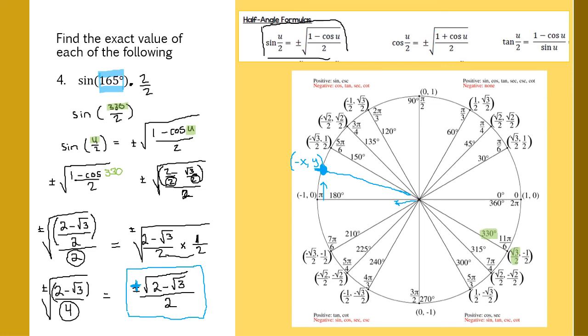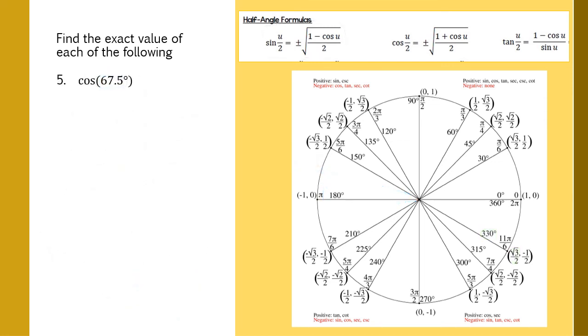We have one more U-try problem. This is the cosine of 67.5. So go ahead and pause the video and try this one all on your own.